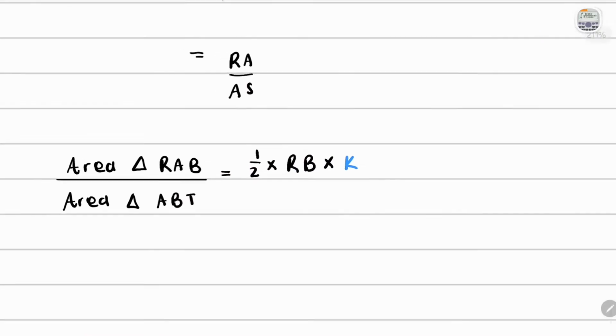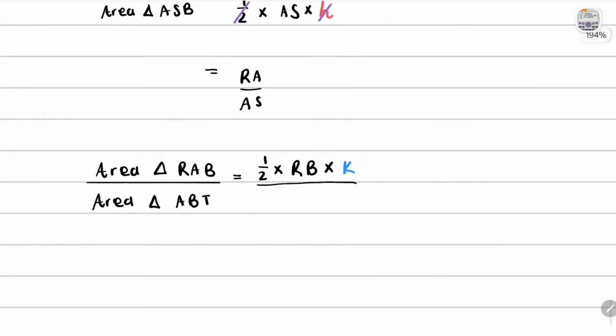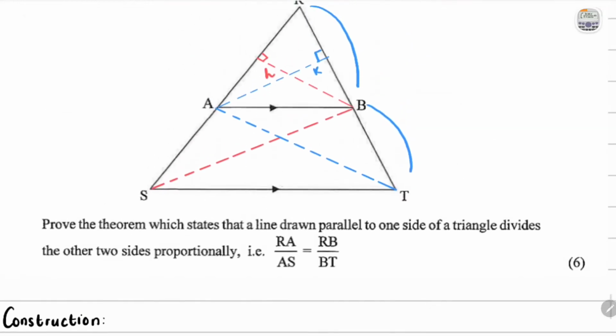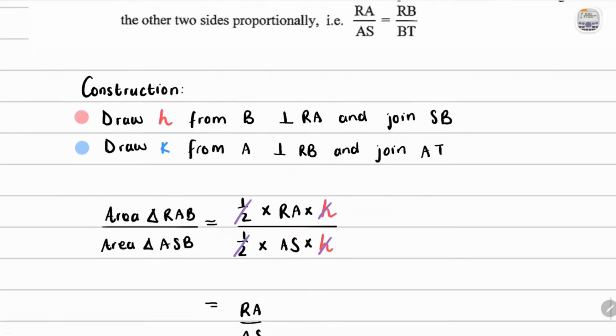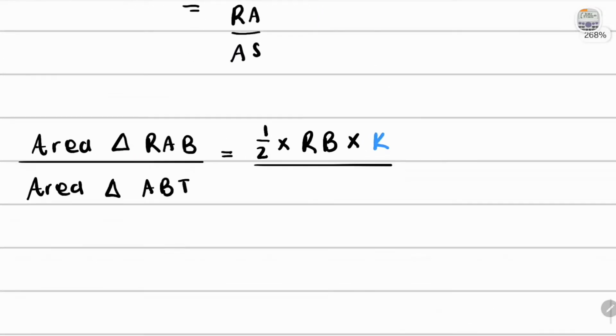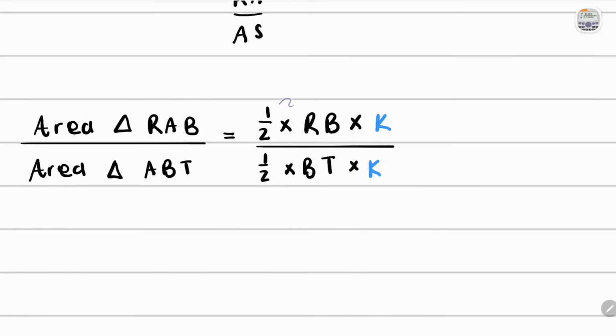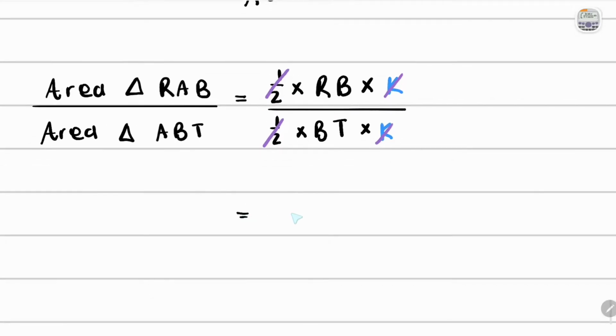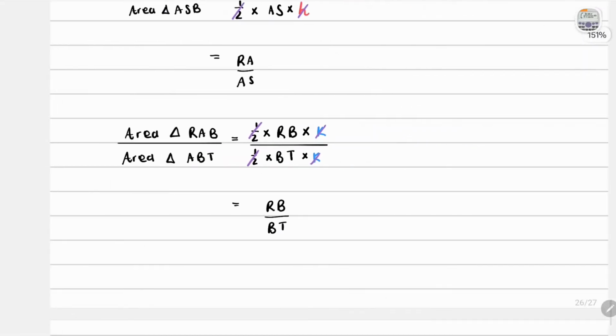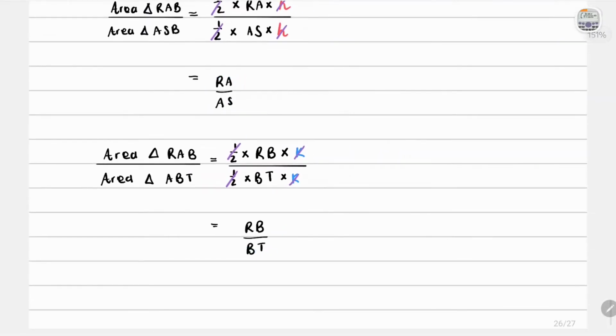So that's a half times RB times K over a half times, and then the base here would be BT instead. So a half times BT times K. Okay, so a half and a half would cancel, and K would also cancel because they're exactly the same. So this is now equal to RB over BT. Okay, great. We have those individually.